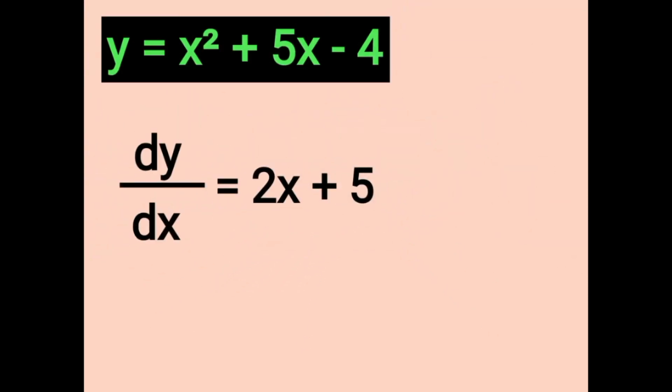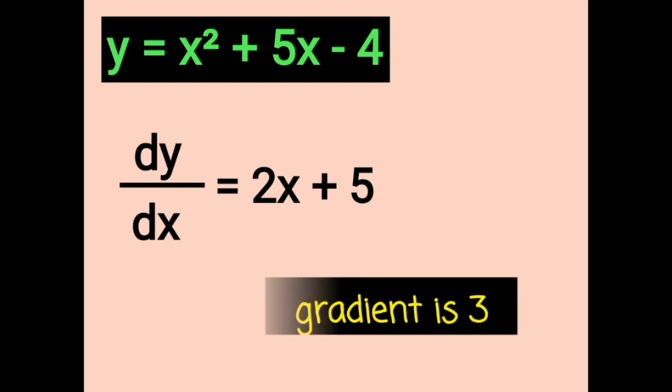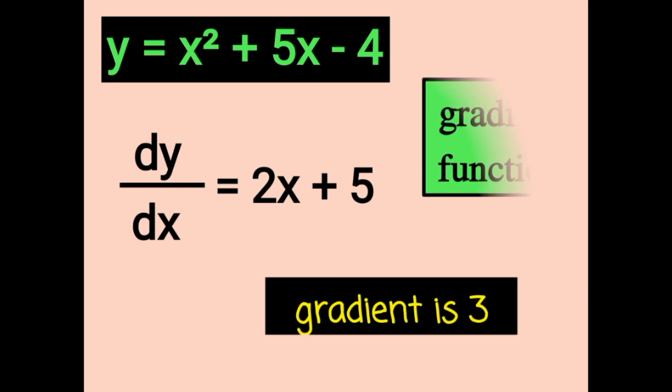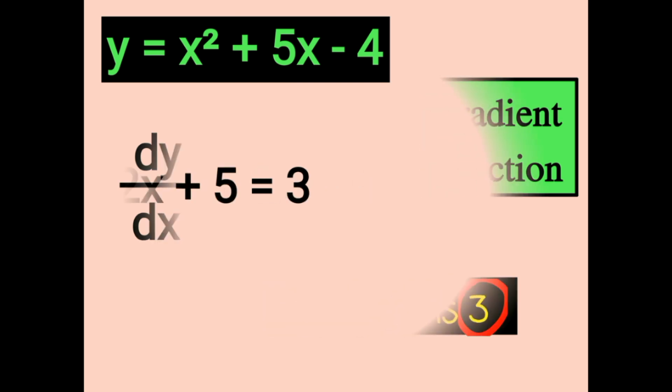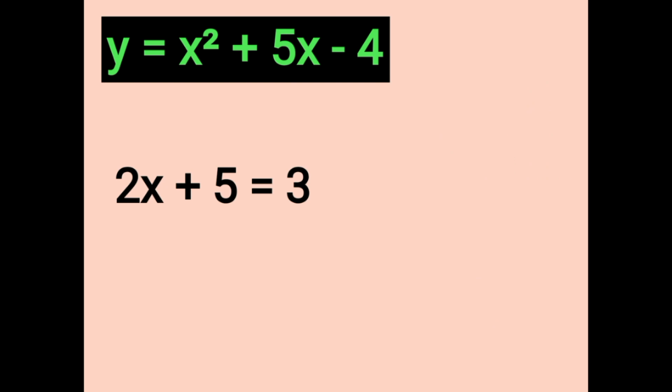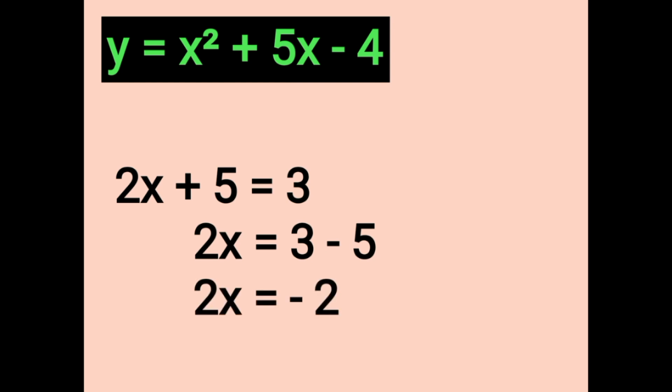Now the derivative dy over dx equals 2x plus 5. Since the value of the gradient is given as 3, we need to set the gradient function equal to 3 in order to solve the resulting equation to get the value for the x-coordinate at that point where the gradient is 3. So, setting the gradient function equal to 3, 2x plus 5 equals 3. Now, we can solve this to get the value for x. Then, 2x equals 3 minus 5, 2x equals minus 2. Dividing both sides of the equation by 2 gives us x equals minus 1.